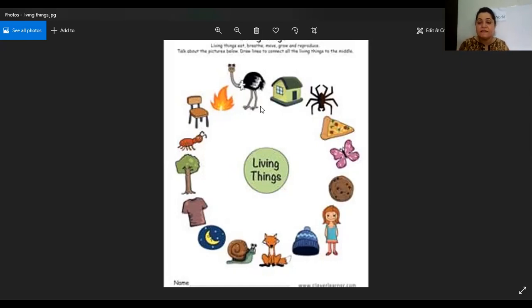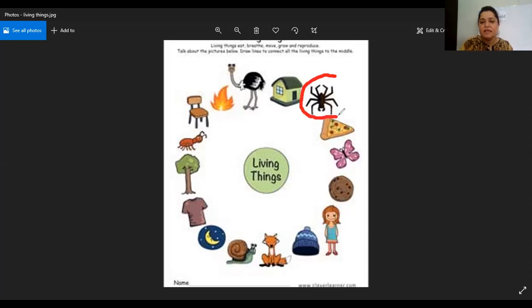As we have just seen, living things need air, they need water, they eat, they walk, and they even swim. So there are a couple of pictures which we're going to discuss, to see what we think about them. Are they living or non-living? Okay, let's start with the spider. Now have a look at the spider.